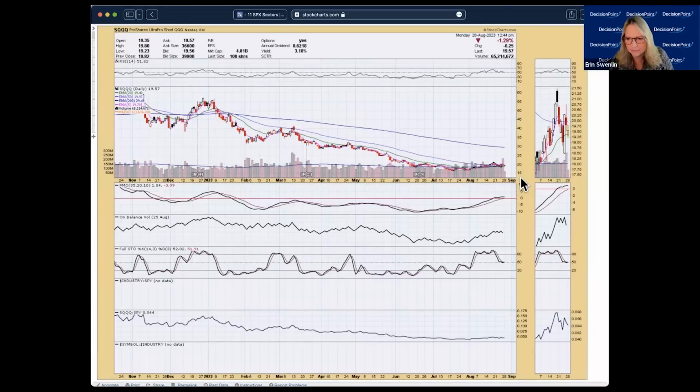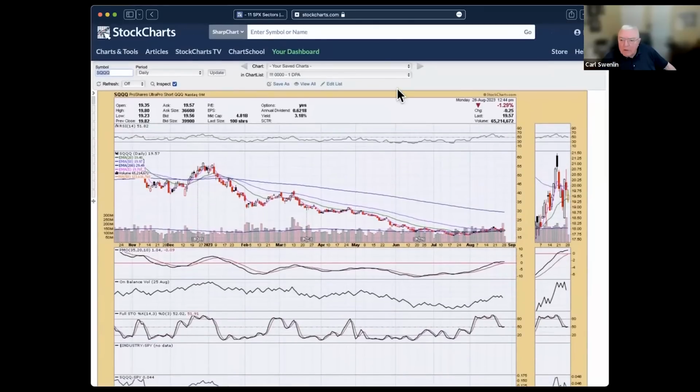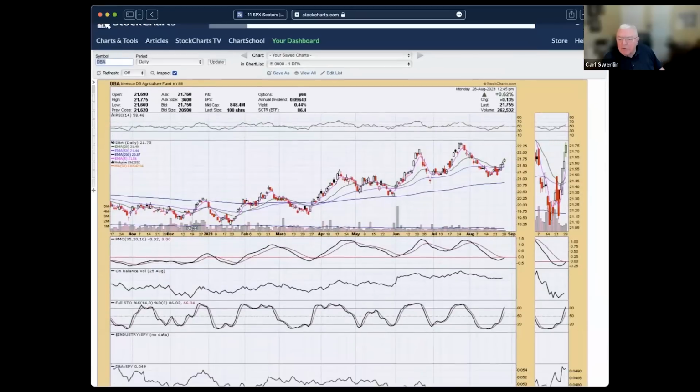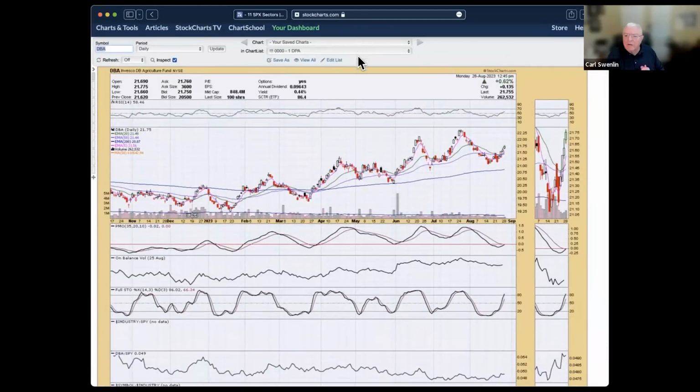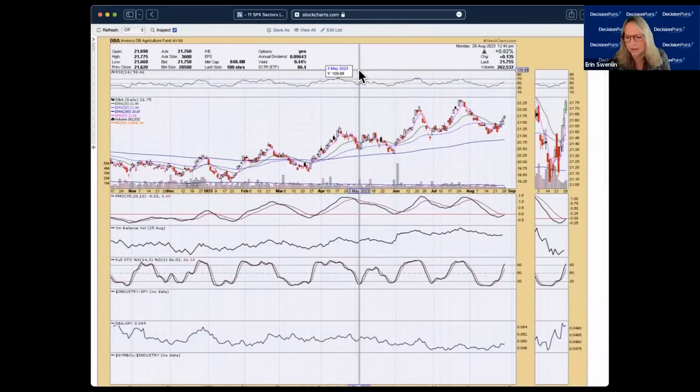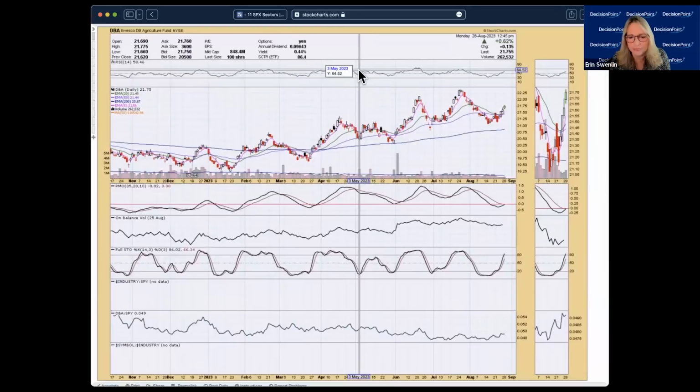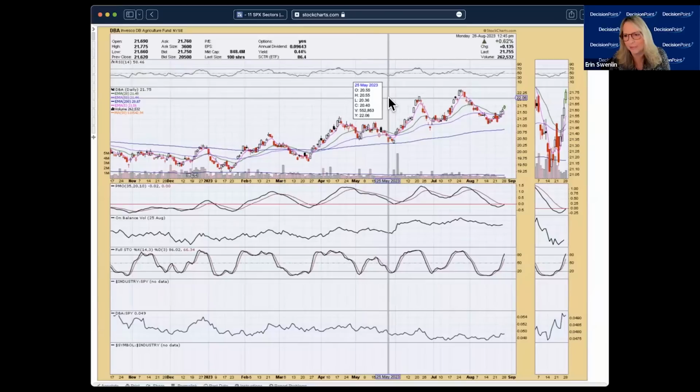Hopefully that's helpful. Okay, about DBA. We're getting double symbol requests, and we only handle one symbol right now. If you want all of your symbols looked at, that's when you need to become a DecisionPoint Diamond subscriber, because I do a Friday trading room. It's an hour and a half, and I look at every single symbol that you bring in. I almost always have time, and you can bring in multiple symbols, but we don't have time here.